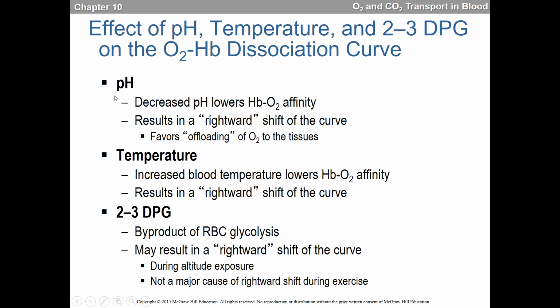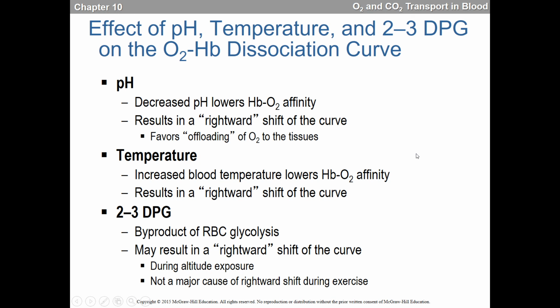So here are three different things that I want you to be aware of. Things that alter the oxyhemoglobin dissociation curve are pH, temperature, and 2,3 DPG, which here I'll just start at the top.